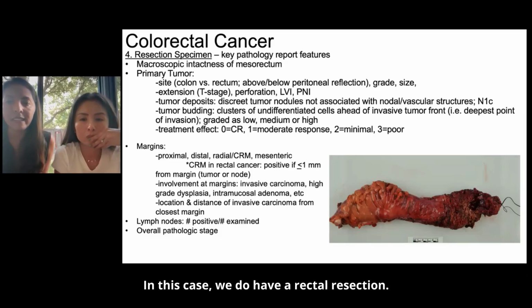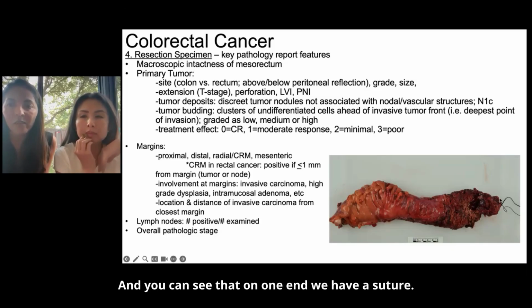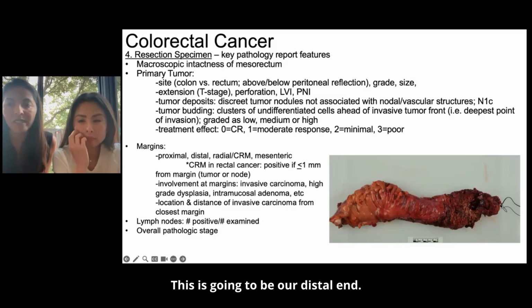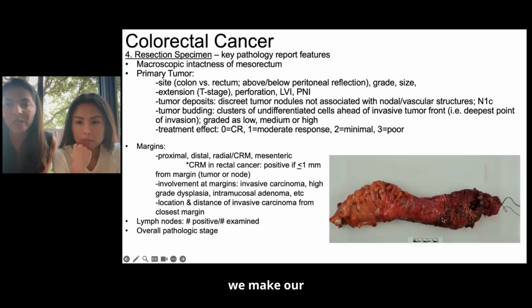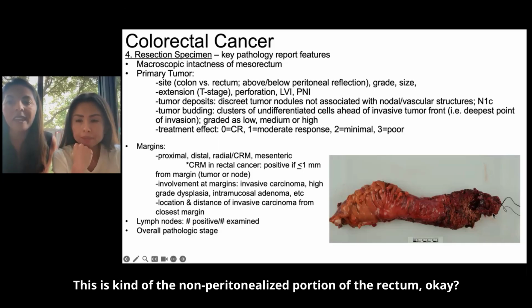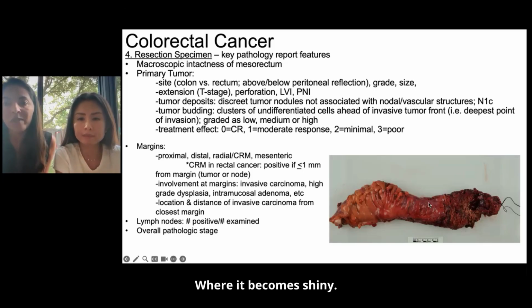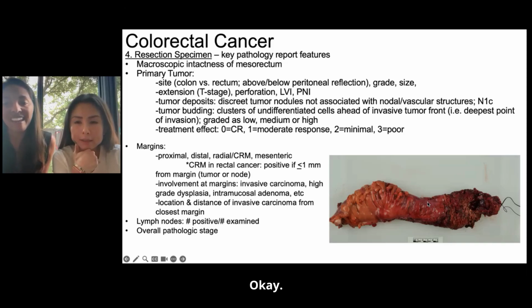In this case, we do have a rectal resection. You can see that on one end we have a suture. This is going to be our distal end. And you can see that the tissue here is a little bit ragged as we make our way up. This is the non-peritonealized portion of the rectum. Where it becomes shiny, that's the intraperitoneal portion, right?